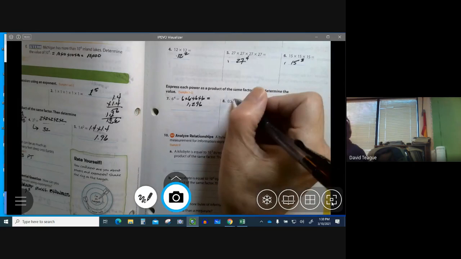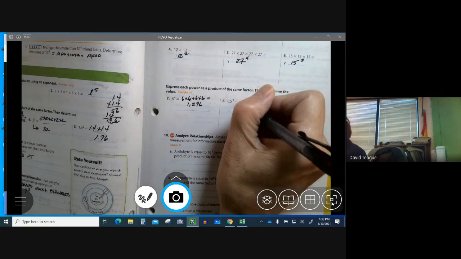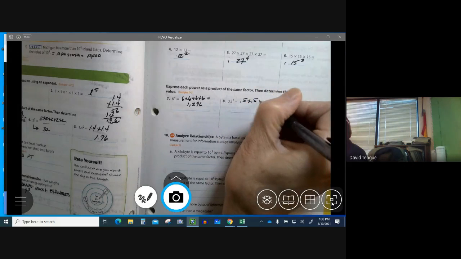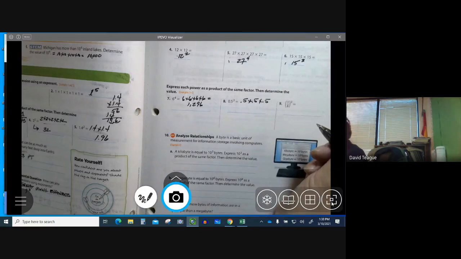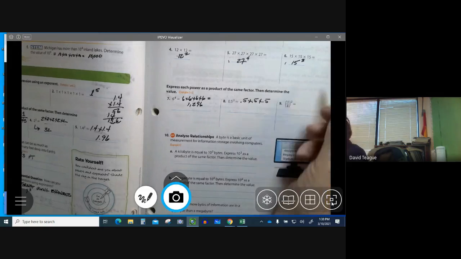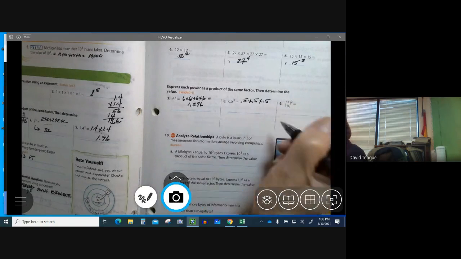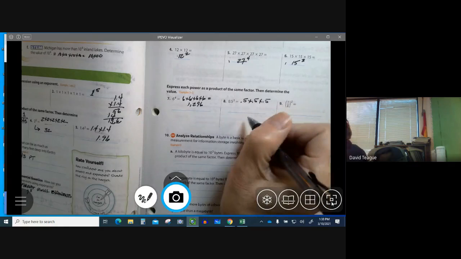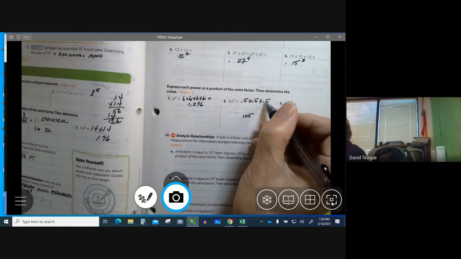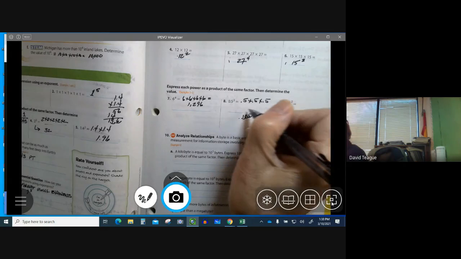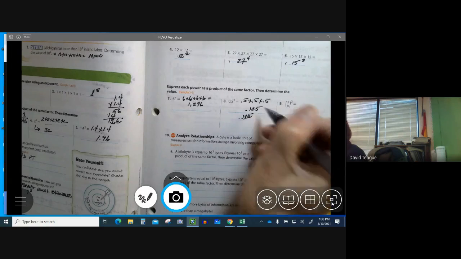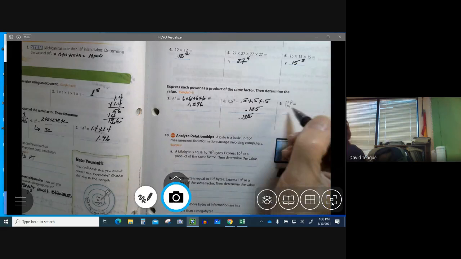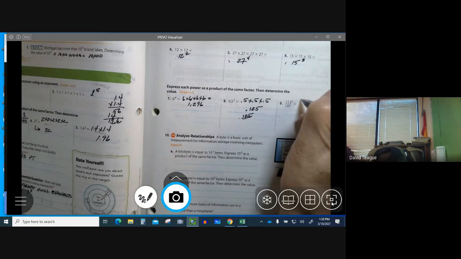Okay, 0.5 cubed, or 0.5 to the 3rd power, is 0.5 times 0.5 times 0.5, right? So 5 times 5 is 25, and 25 times 5 is 125, but now I have 3 decimal places, right? So if you have 125, 1, 2, 3, you go 1, 2, 3, so it would actually be 0.125, right?